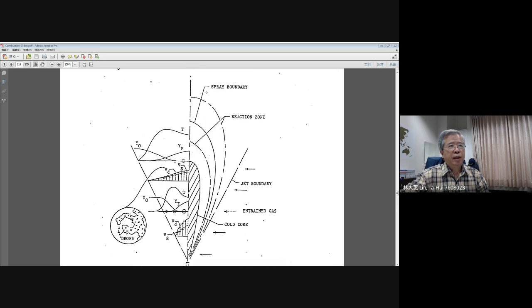Okay, here this is a spray boundary. Spray boundary is defined based on where the smallest droplet occurs. Okay, therefore you see if this is the spray boundary, actually they give you the understanding of the region between the spray boundary and the boundary of the cold core, in this region.